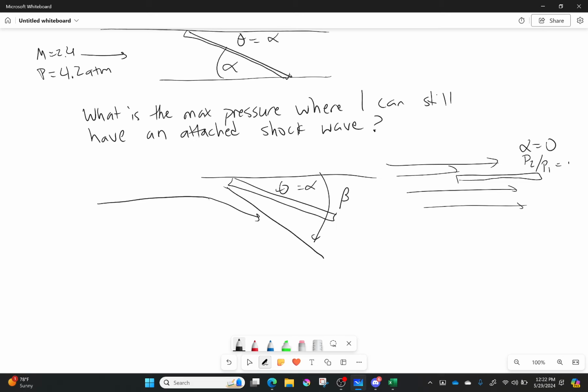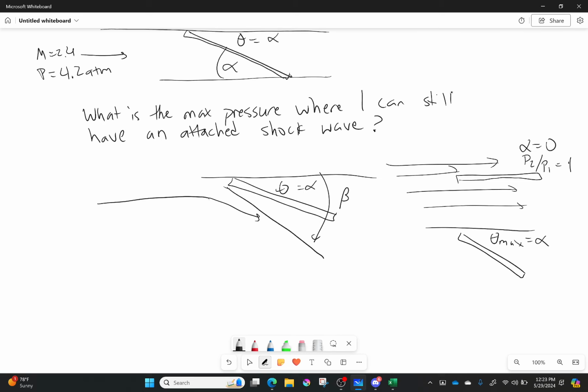So I have to actually form a shock wave, which means since it's not 0, I'm going to find this max P2 over P1 when my deflection angle is a maximum. So alpha is going to be equal to my max deflection angle. That is what I care about here. So how do I find this max deflection angle?